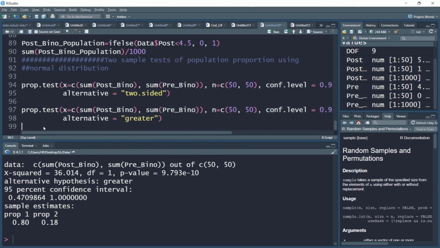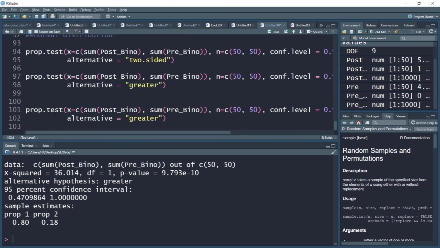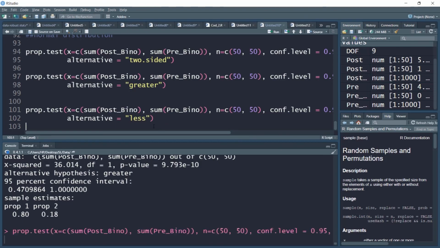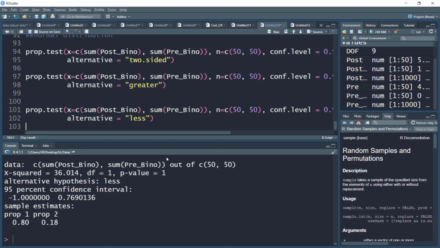Although not needed, we can also test the other hypothesis, that is of less. That means the promoters are less in post sample as compared to pre sample, and we can test that hypothesis very easily. Look at this, the p-value is 1, which indicates that this hypothesis was spurious. We already knew that promoters in post sample are more as compared to pre sample, so therefore the other way around, that is promoters are more in pre sample as compared to post sample, that hypothesis is spurious. We cannot reject the null as we have already discussed.